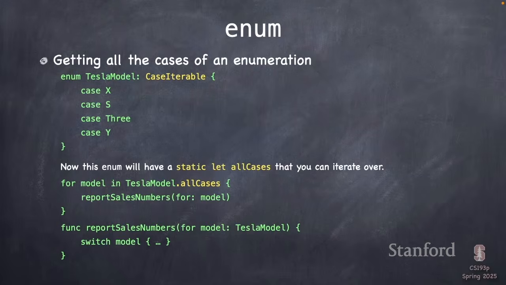But this all cases is a static on the type. Tesla model is a type. It's an enum. And dot all cases, it returns an array of all the cases in that order, by the way, X, S, 3, Y, in that order. And to get this all cases thing to exist, though, you have to say you behave like a case iterable. Enums that behave like a case iterable have that little static var. And it's not like behaves like a view where you have to do var body. You don't have to do anything. You just get it. If you say you behave like a case iterable, you get that all cases static. We'll do an enum with associated data on Wednesday, so you can see it in action.